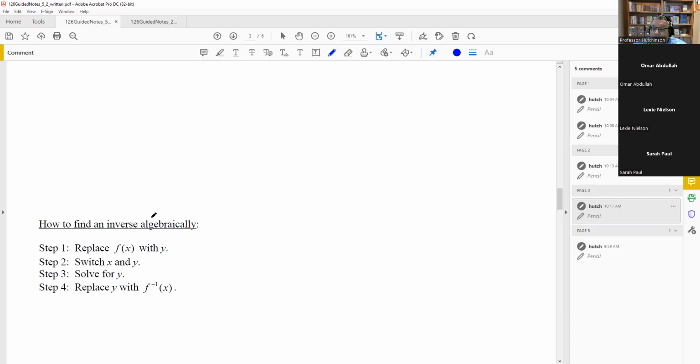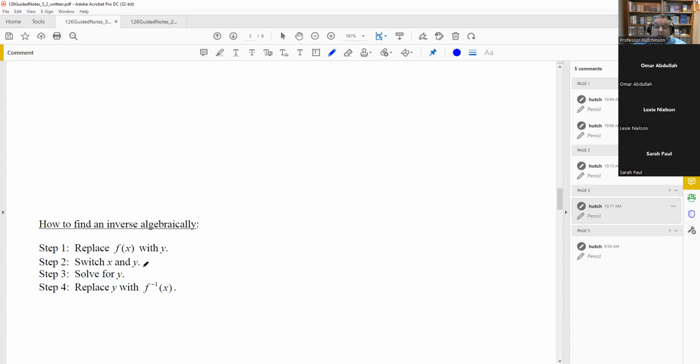So it says how to find an inverse algebraically, and there's 4 steps here. And we'll walk you through these. We'll do some problems and we'll do this algebraically. So step 1, it says replace the f of x with a y. Here's the most important step when you're doing inverses: switch the x and the y. Okay, so you want to switch x and y.